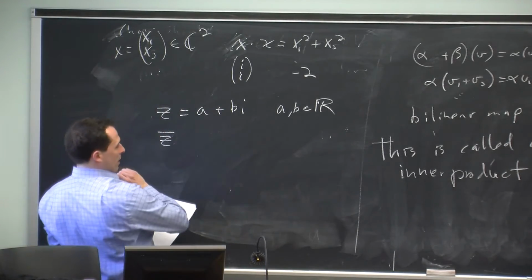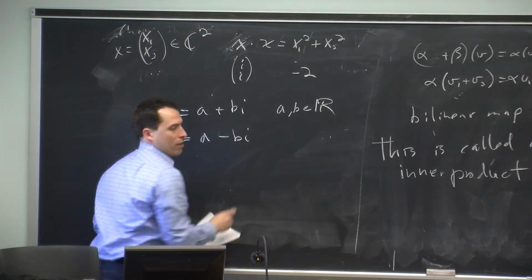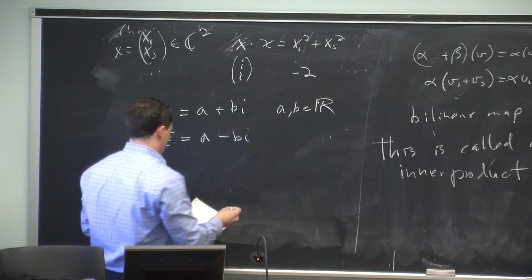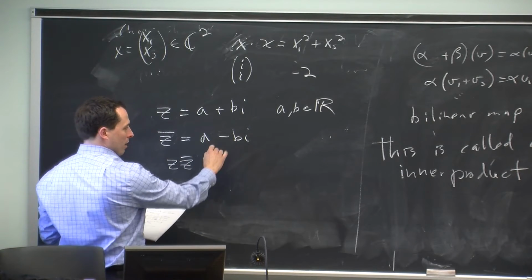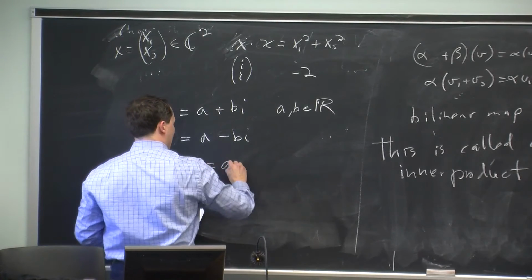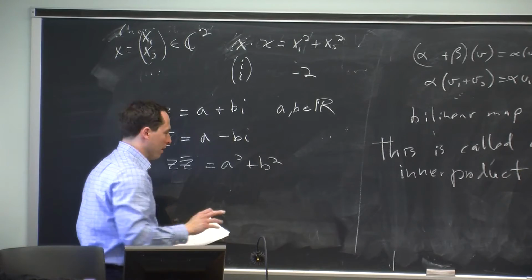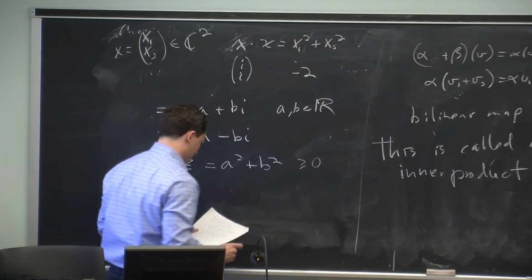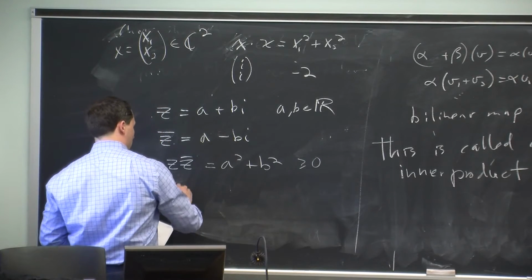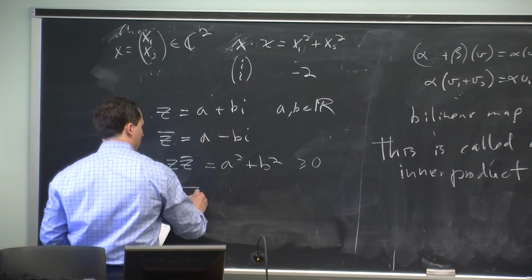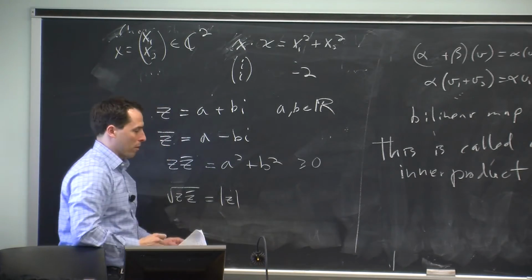And it has a conjugate with a bar over the top, and that's just a minus bi. So we just change the sign of the coefficient of i. And then if I multiply the complex number and its conjugate, the cross terms cancel, and I get a squared plus b squared, which is nice, since a and b are real, this is going to be non-negative. The square root of this number is perfectly well defined and is called its norm or complex modulus.